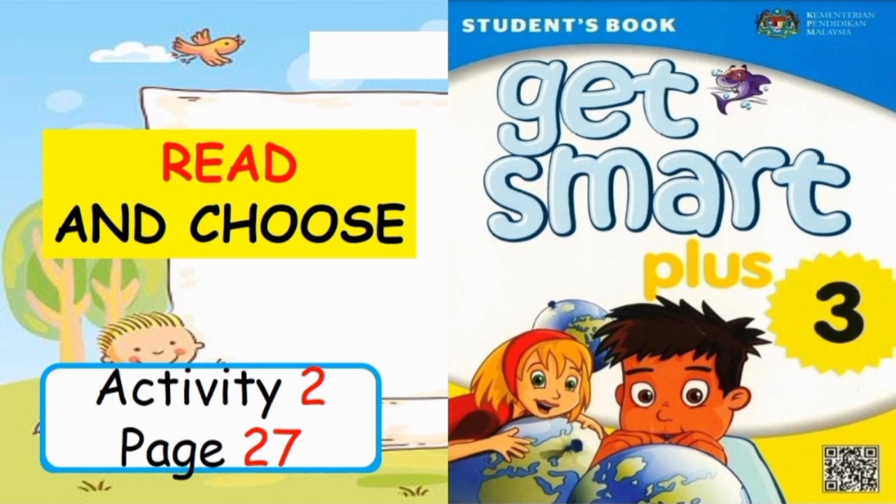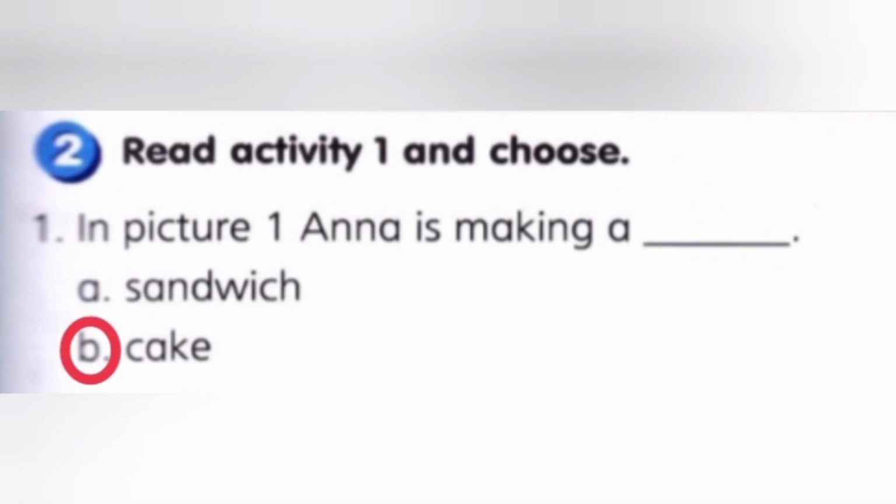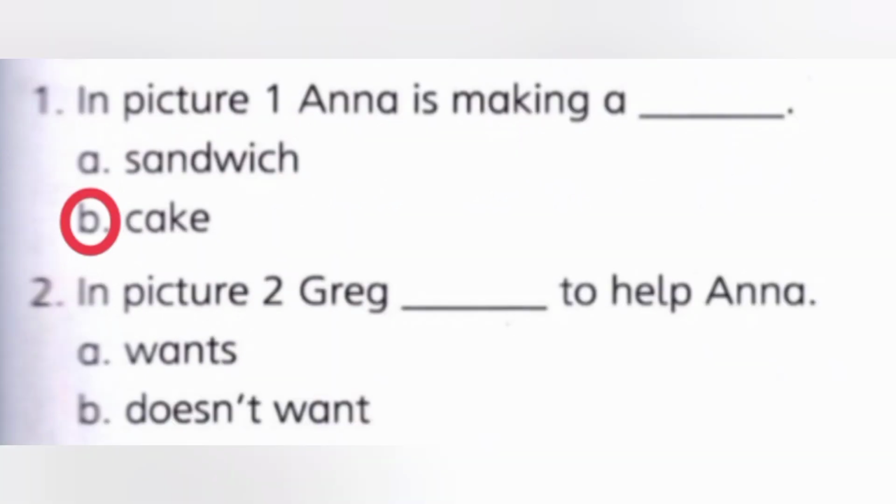Sila buka buku murid Get Smart Plus 3, muka 127. Read activity 1 and choose. Jom kita baca bersama dan pilih bersama. 1. In picture 1, Anna is making a... Dalam gambar pertama, Anna sedang buat... B. Cake. 2. In picture 2, Greg wants or doesn't want?